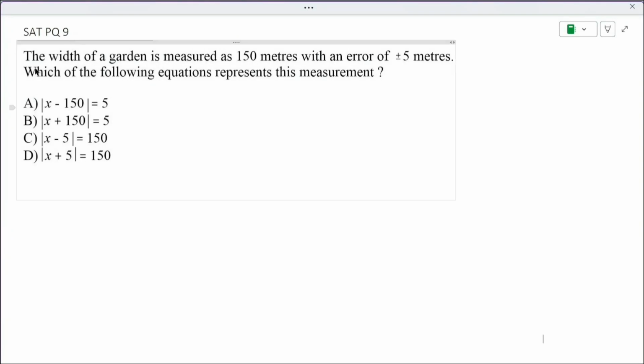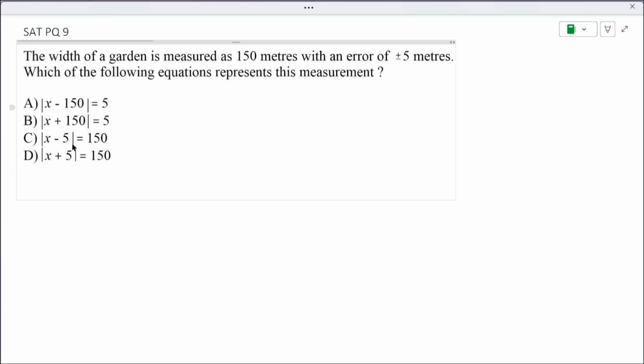Question 9. The width of a garden is measured as 150 meters with an error of plus or minus 5 meters. Which of the following equations represents this measurement? Which of them represents it? The options will tell you the topic this question is from. It's an absolute value question.